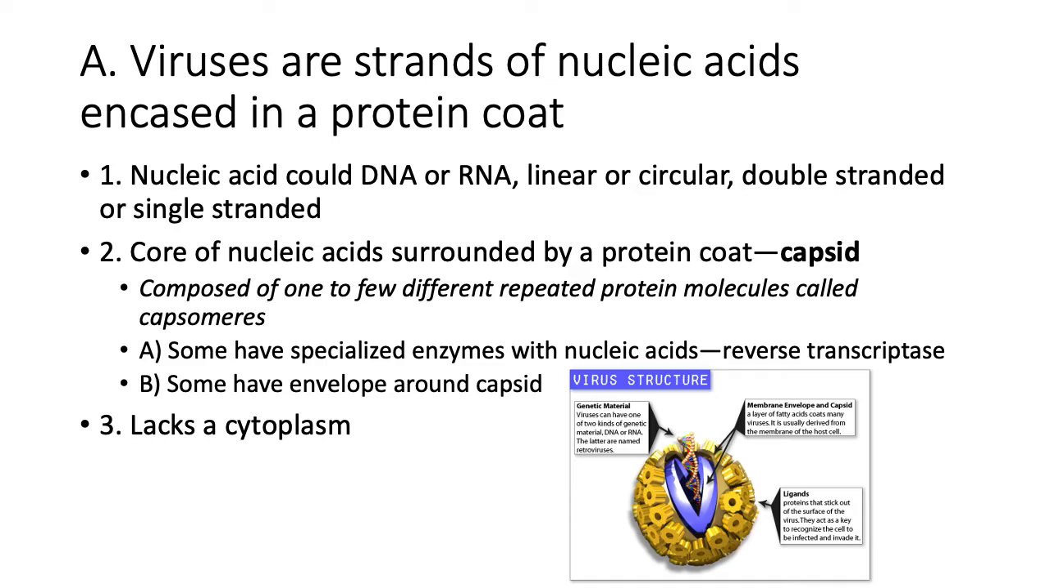So the genetic material, because genetic material is nucleic acids, right? So it could be DNA or RNA. Oh, sorry, I forgot the word, sorry. Nucleic acid could, I'm supposed to say, be DNA or RNA. I missed a word, so I can see why that's kind of confusing.